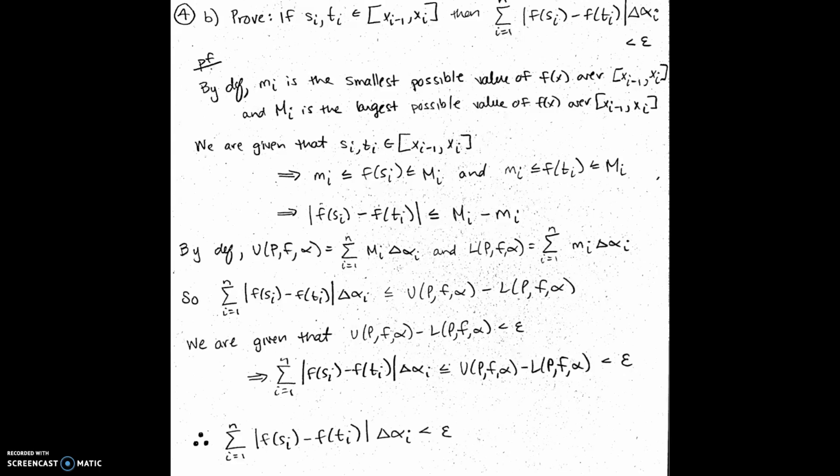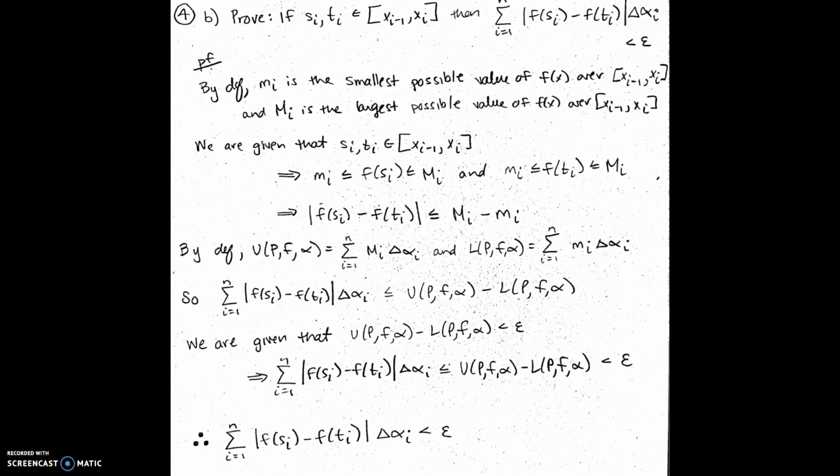So 4b says, prove if Si and Ti are members of the closed interval x_{i-1} to x_i, then the sum from i to n of the absolute value of f of Si minus f of Ti delta alpha i is less than epsilon.